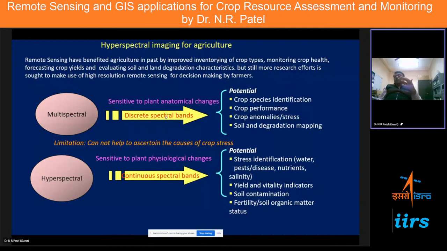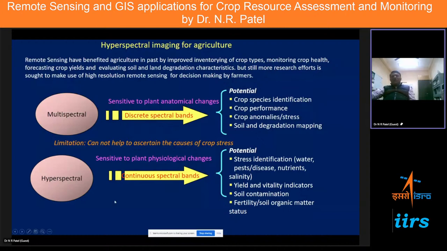range. Those more than 200 bands provide you unique absorption and reflectance information to ascertain various kinds of crop related stresses. So we can do stress and yield mapping and soil contamination, but multispectral only gives crop anomalies, crop performance, crop species. The basic difference is that it has only a few bands, sensitive only to plant anatomical changes, meaning appearance, organ size, canopy cover, plant size, outward appearance.